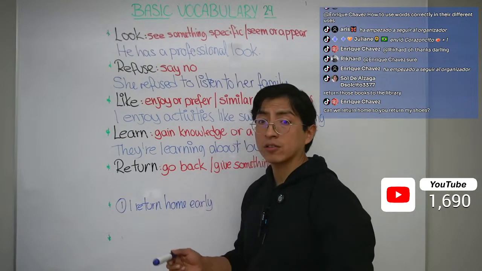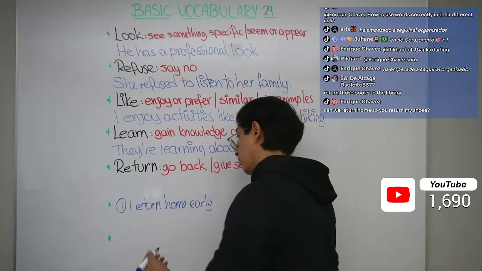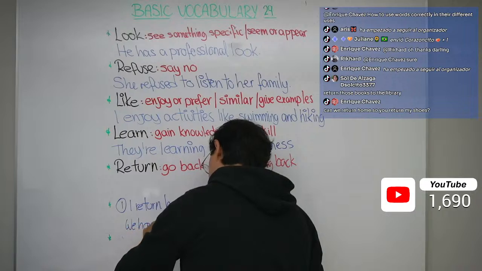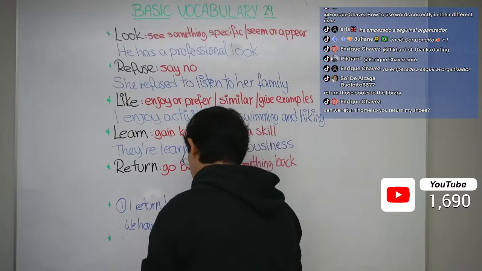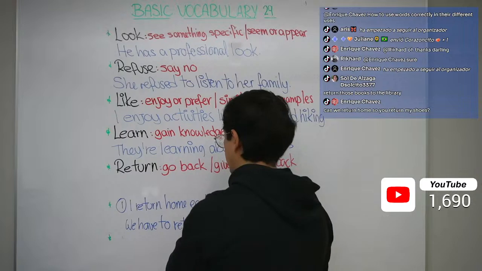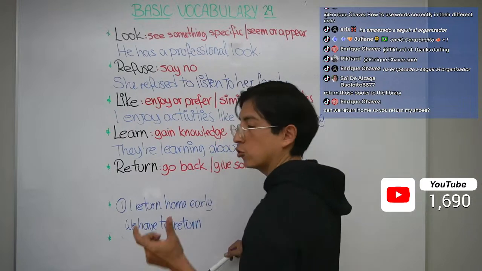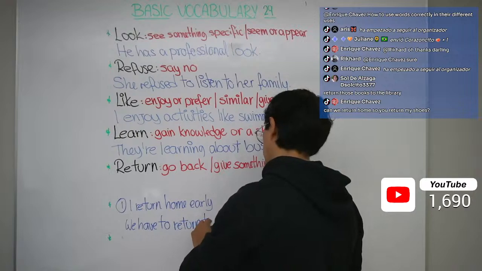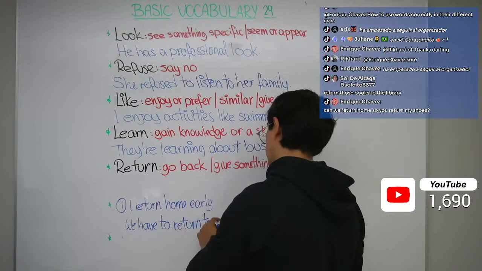Maybe you forget something, and you can say, we have to return. And then here we have to use "to." We have to return to the airport.